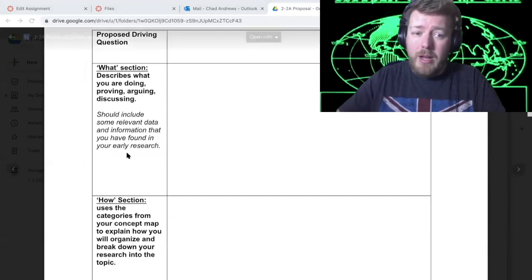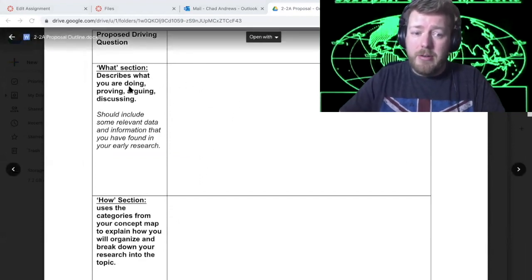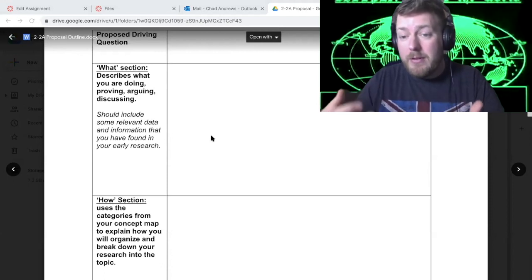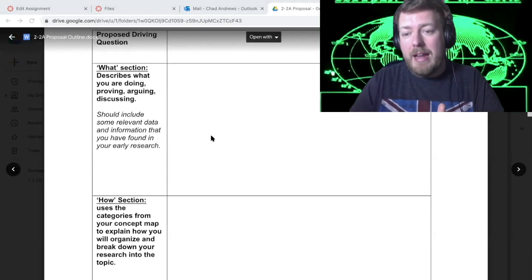So what are your goals, right? What are you planning on doing or proving or arguing in your paper? Secondly, what is some relevant data or background information that you've already found that you could add into this to maybe provide some basis for your question?